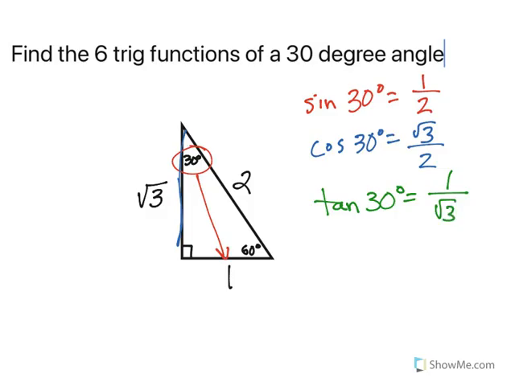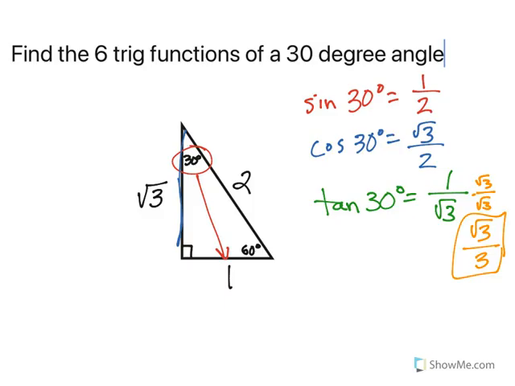And at this point, you should say, whoa, whoa, whoa, I cannot have a radical in the denominator. So we multiply the top and the bottom by radical 3, and I'm going to end up with a tangent of radical 3 over 3. Great. Those are the 3 main trig functions.